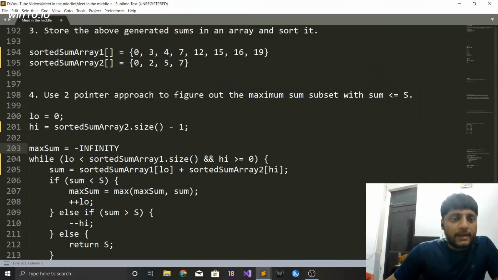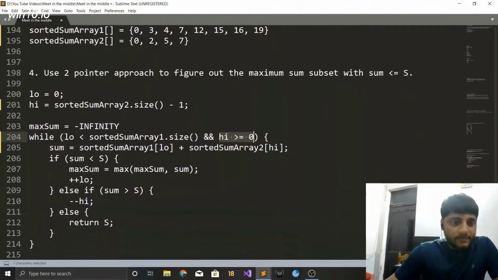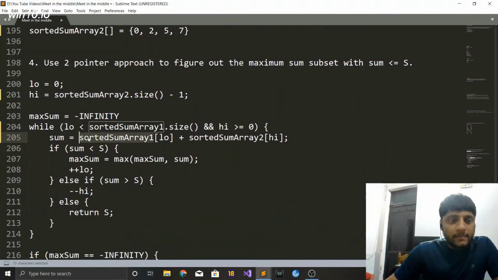So I iterate until low is less than the array 1 size and high is greater than or equal to 0. So for array 1 I am traversing to the right, left to right, and from array 2 I am traversing from right to left. So I find the sum. How I find the sum is that whatever the numbers are present at low and high index in array 1 and array 2, I add them. Now, if that particular sum is less than s, this might be our answer.